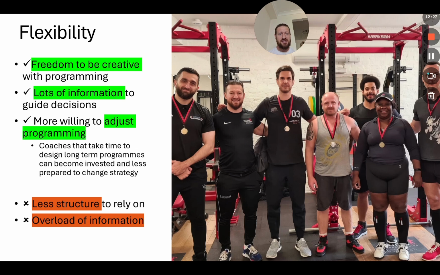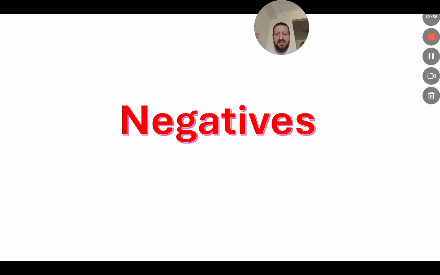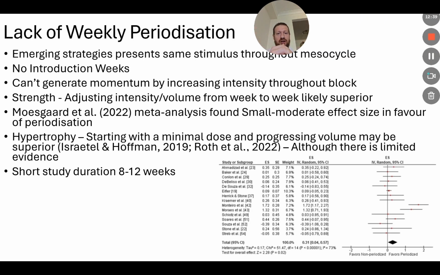The disadvantage of this is there's less structure to rely on, and there can be an overload of information, so we have to narrow things down to what's most important. Some of the negatives include the lack of weekly periodization. Emerging strategies presents the exact same stimulus throughout the mesocycle. So we miss out on the opportunity to do introduction weeks, where we may start with a lower stimulus to let the athlete adapt, or take advantage of minimal effective volume. And we can't generate momentum by increasing intensity throughout the block unless the athlete is genuinely getting stronger.